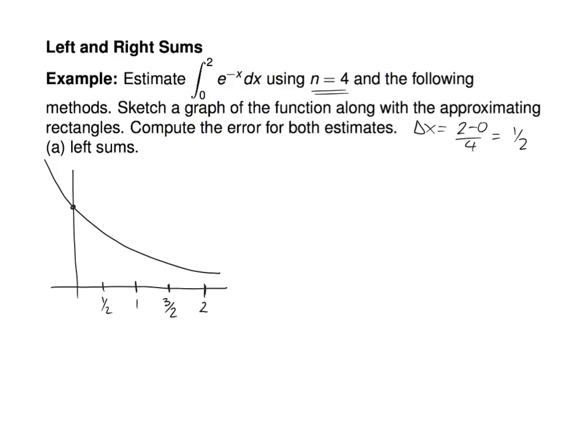My first interval is 0 to 1/2 if I'm using left sums. The estimation technique is you take the height of your box at the left endpoint. So there's your first box. Second box, what would you plug into your function? 1/2, yep. Third box, you'd plug in 1. Fourth box, you plug in 3/2.